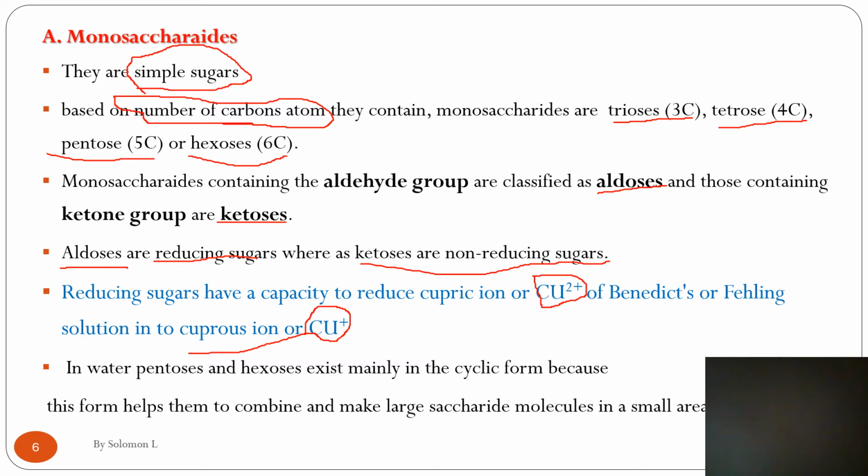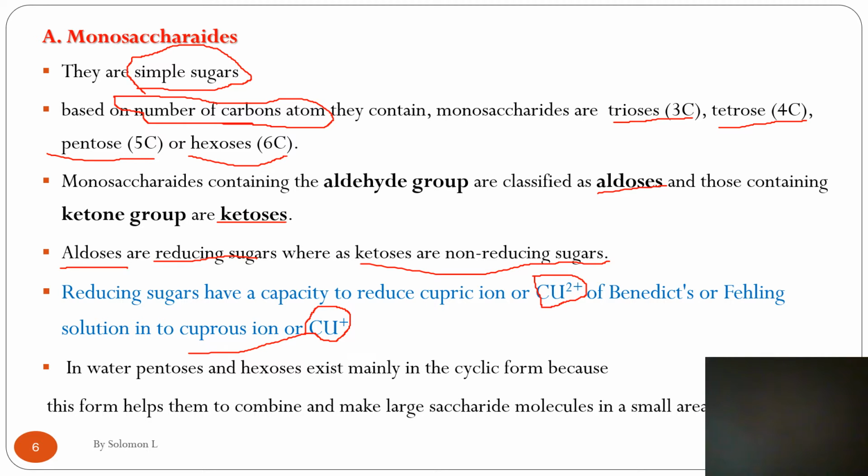Therefore, here the cupric ion gains 1 electron. Therefore, its charge is changed from 2 plus to plus 1. Therefore, this cupric ion is reduced. This reaction is done by aldose sugars, because aldose monosaccharides have a capacity to reduce cupric ion into cuprous ion.